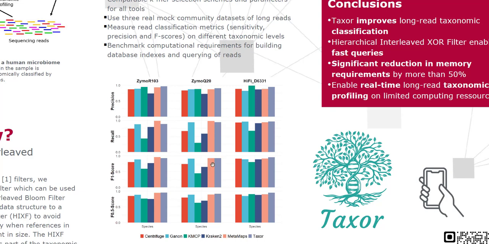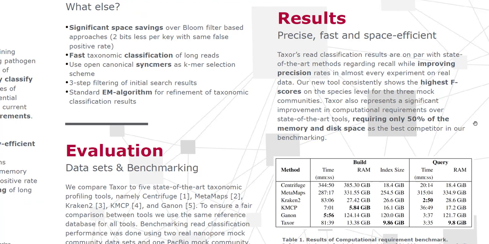When we look at the F1 score, we see comparable results for Taxor and MetaMaps, and for the F0.5 score that prioritizes precision over recall, we see that Taxor slightly outperforms MetaMaps and is far better than the other tools on the species level. But our main intention was to reduce the computational requirements for metagenomic classification.